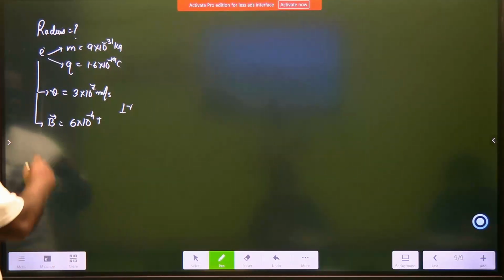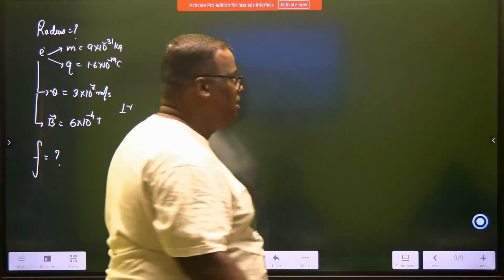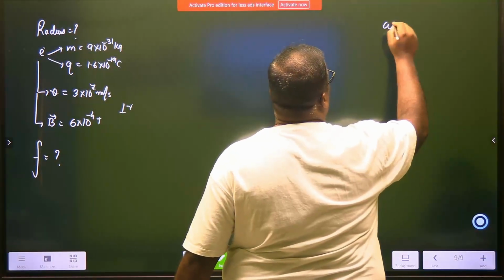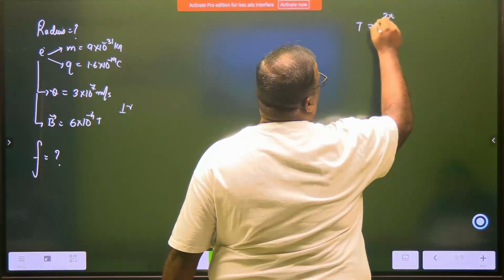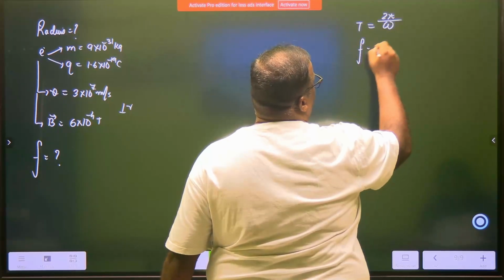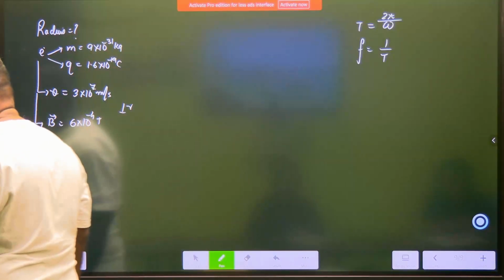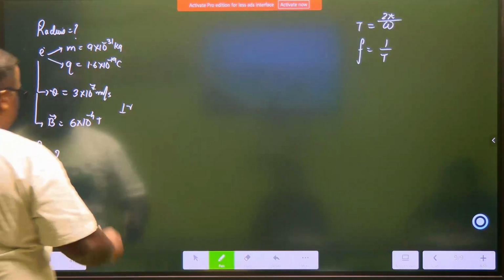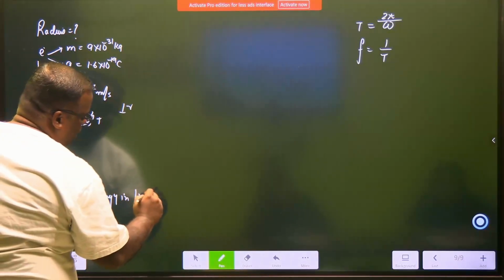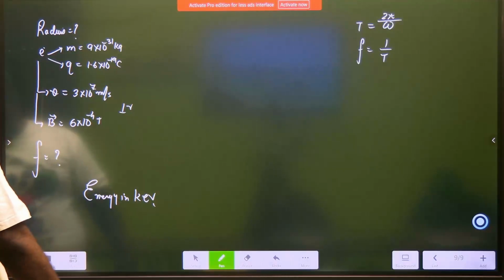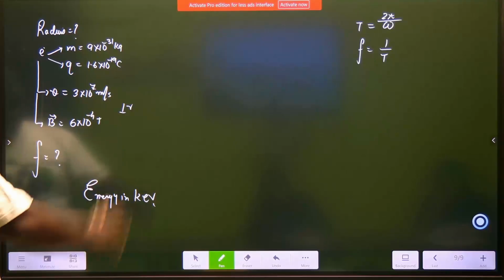What is its frequency? You have to find out the frequency. Children, to find the frequency, all you need is omega, and time period is equal to 2 pi by omega. Whatever it is, frequency is 1 upon time period. So we will need this relation. And finally, you have to calculate the energy in keV. So first find out the frequency, and then we have to calculate the energy in kilo electron volt. Don't worry about that. Let's find out the frequency.